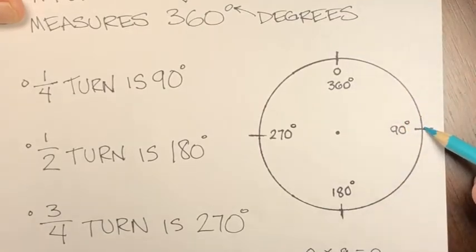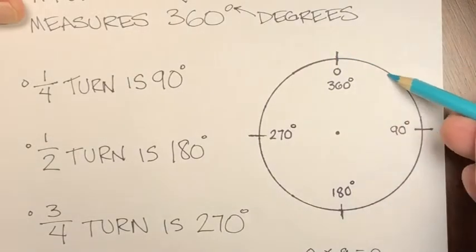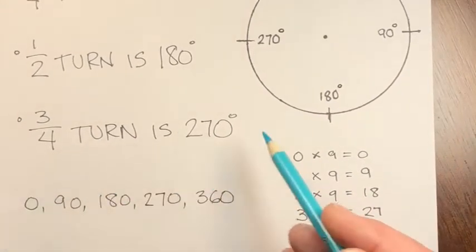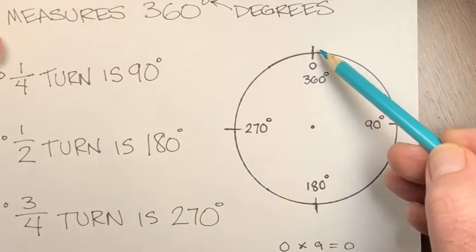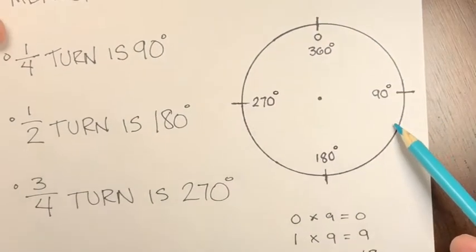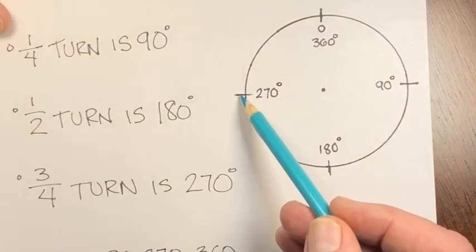1/4 is 90 degrees. A half turn, you start at 0 again. You go all the way around halfway. You'd be at 180. And then a 3/4 turn would be starting here at the top again. You'll pass a quarter, pass a half, to 3/4, you'd be at 270.